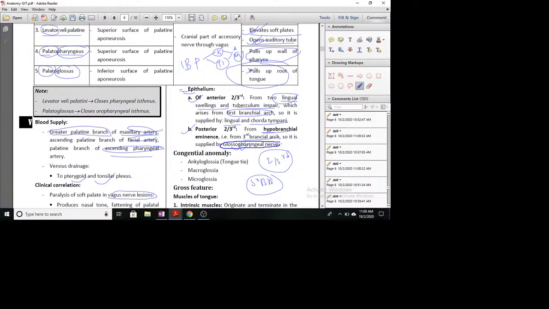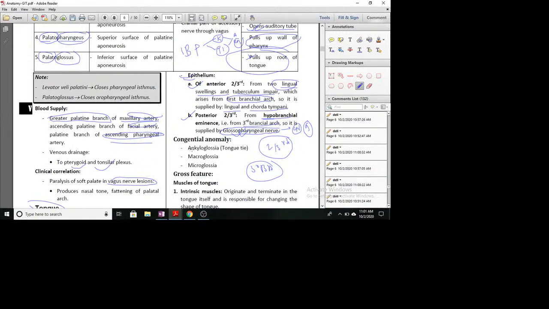Now, the glossopharyngeal nerve is one of the cranial nerves. Which cranial nerve will you be asked? I think it is, no, I know it is the ninth cranial nerve. So it is supplied with the hypobrachial eminence.